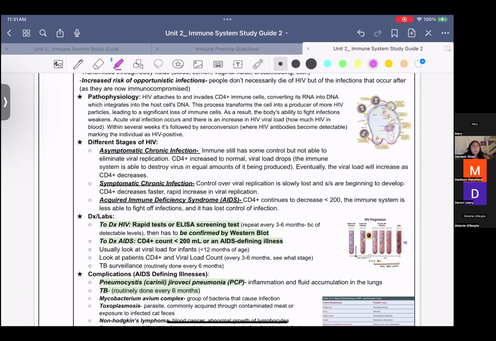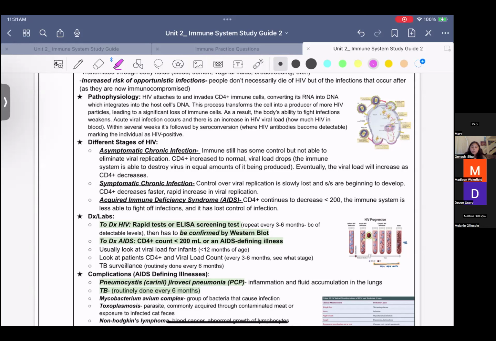So if you remember from like AMP, RNA, DNA, they basically change its DNA to where instead of having the cell be destroyed or anything, they literally change it into HIV particles. They literally change the CD4 cells into more HIV cells, kind of, is a way to think about it. So this ends up leading to a loss of immune cells.